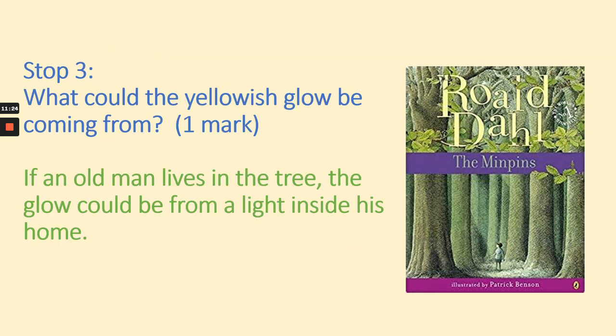Okay, how did you go? What could the yellowish glow be coming from? My answer is, if an old man lives in the tree, the glow could be coming from a light inside his home. Did you say something like that? It could be from a light in his home or something from inside his home. Well done. Give yourself a tick or press pause to fix up your answer.